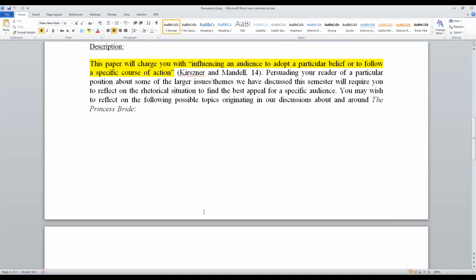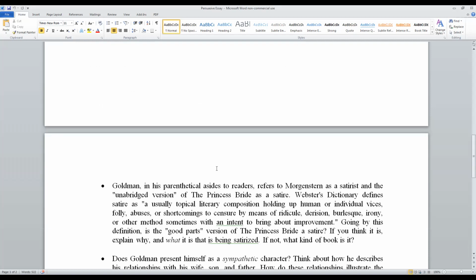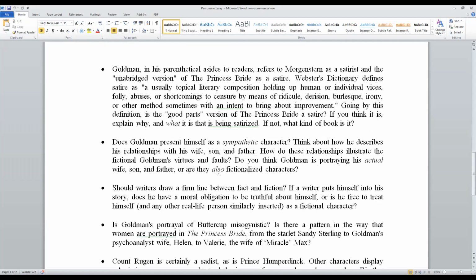Now, as Kisner and Mandel, writing in Practical Argument, state, influencing an audience to adopt a particular belief or to follow a specific course of action is what's asked of writers who are constructing a persuasive essay. Furthermore, persuading your reader of a particular position about some of the larger issues or themes that we've discussed this semester will require you to reflect on the rhetorical situation once again, finding the best appeal for a specific audience that you have in mind. And so we have a number of sample topics.